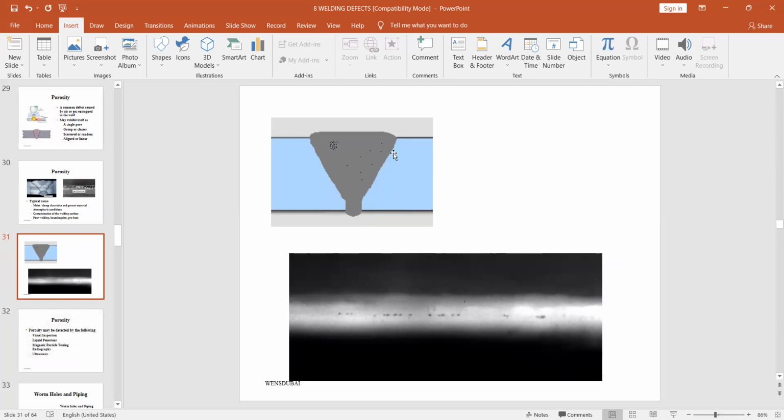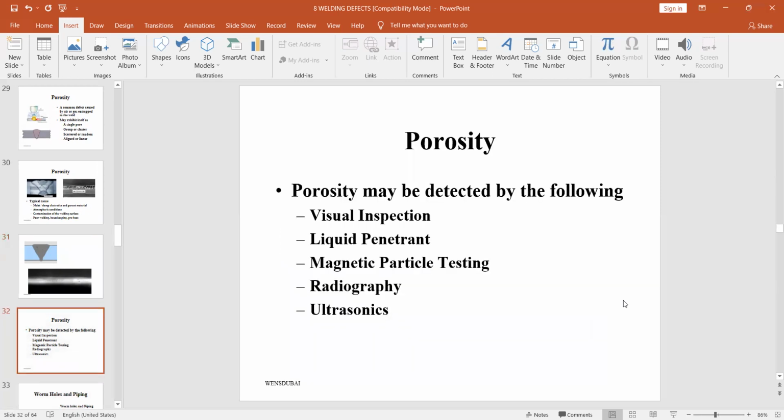So see, these are the porosities, and you are seeing them like this. This is aligned porosity, we can say. And this porosity we can detect by visual inspection and liquid penetrant testing. Magnetic particle testing is very difficult for detecting it, so that's why we have to give the first two consideration. Radiography also we can detect, but in ultrasonic testing a single porosity is very difficult to detect. So the best methods are visual inspection, liquid penetrant testing, and radiography for porosity detection.